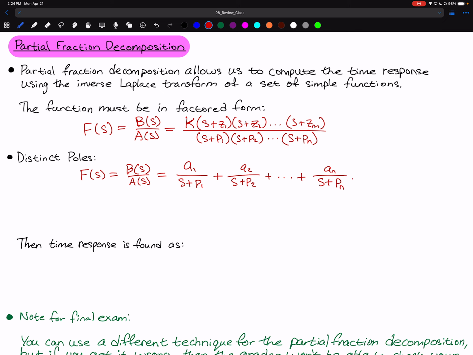And then we can solve for these constants. We'll say a sub i should be equal to the quantity s plus p sub i times B of s divided by A of s, all of that evaluated at the pole s equal to minus p sub i.